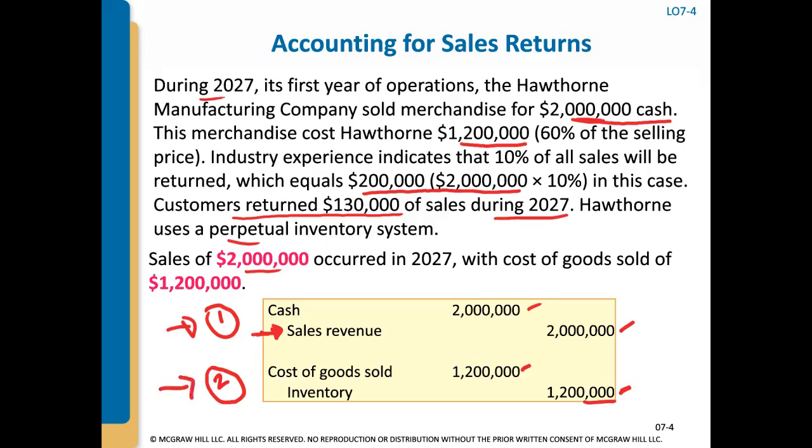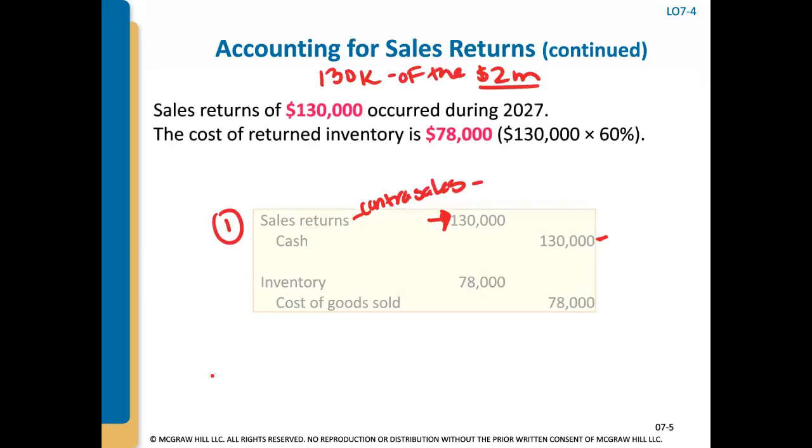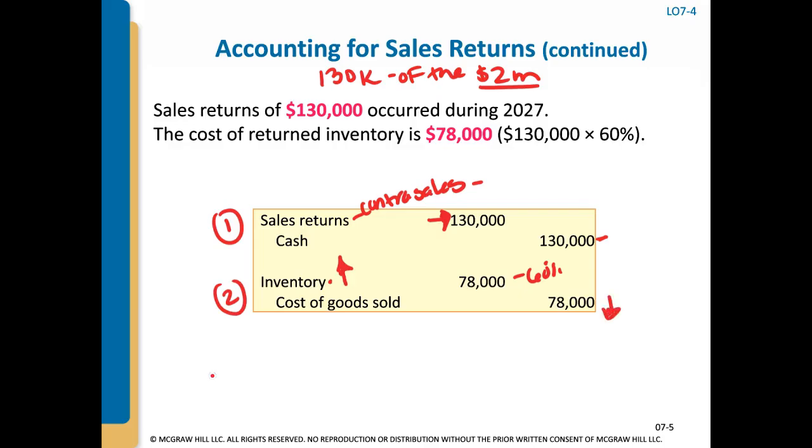Step two is we have to reverse a portion of this, right? Because we debited cost of goods sold for 1.2 million, but if $130,000 was returned, then 60% of that is $78,000. We have to book the reverse of that entry too, which is here. So debit inventory. Our inventory increased, because someone returned it, so our inventory increases and our cost of goods sold goes down.